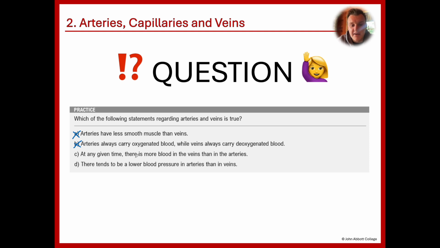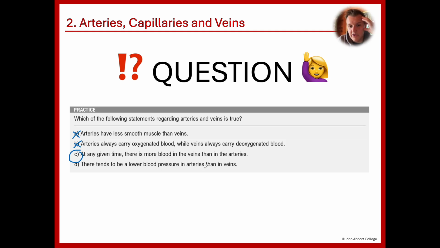At any given time, there is more blood in the veins than in the arteries. This is very true. The veins are the ones that contain a lot more blood. They're the reservoirs of blood, okay? And there tends to be a lower pressure in the arteries than the veins.